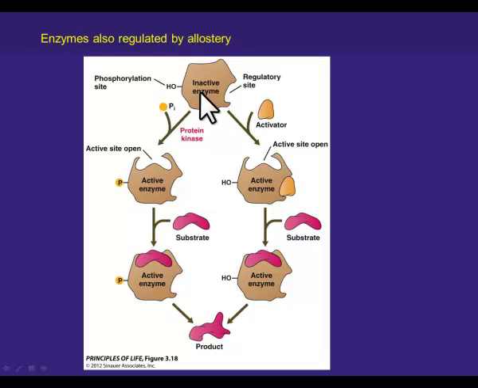Sometimes enzymes are activated by compounds other than phosphates, and they are called activators. The activators then work in much the same way as the phosphate does to change the shape of the enzyme, allow it to bind the substrate, and to create a product.